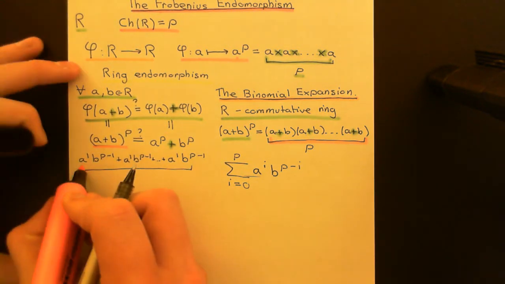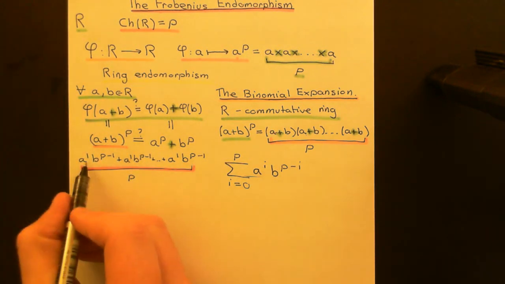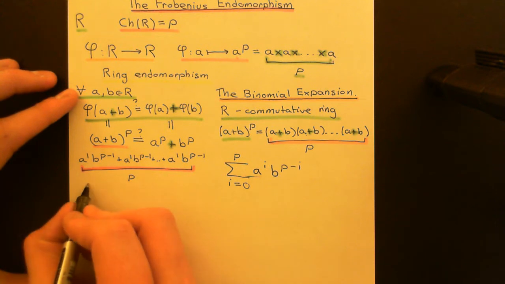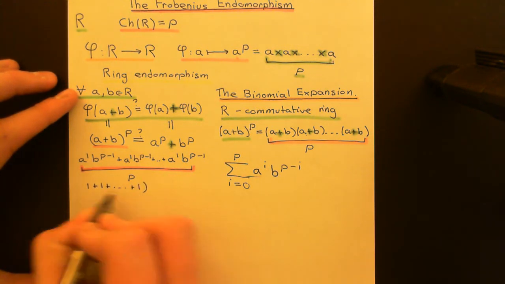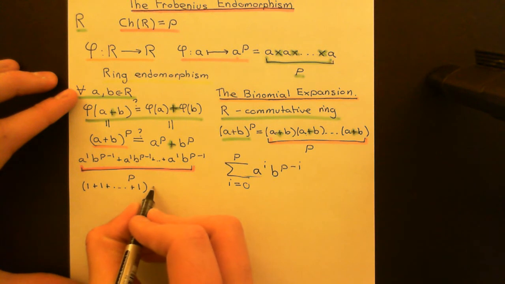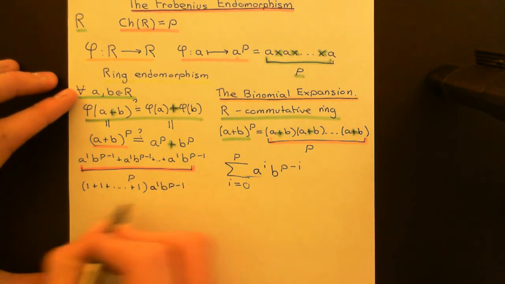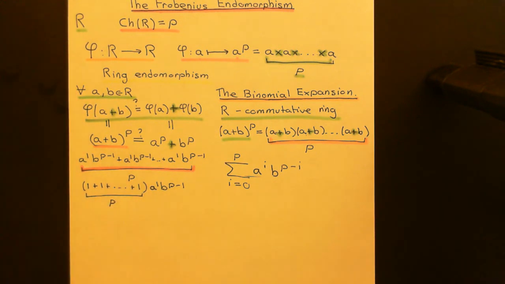Okay, now what you can do is apply distributivity here. You can factor out the a^1 times b to the power of p minus 1, and what you'll end up with is 1 plus all the way up to another 1, and you'll have p 1s added together there, and then you'll have a^1 b^(p-1) like so. Okay, so you've now got p 1s here.